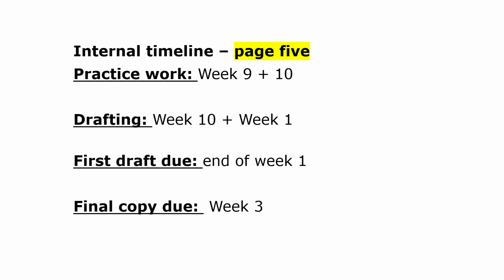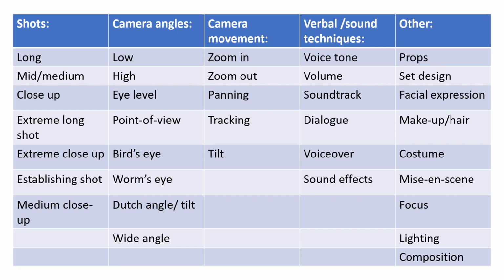The sort of things that you're looking for in terms of film techniques are things like the shots, camera shots, the camera angles, the camera movement, the use of verbal or sound techniques, along with things that I've classified as other here. So you might be looking at facial expression, set design, costuming, focus of the camera, lighting, composition of the shot, etc. So there are a huge range of film techniques, as you can see here.